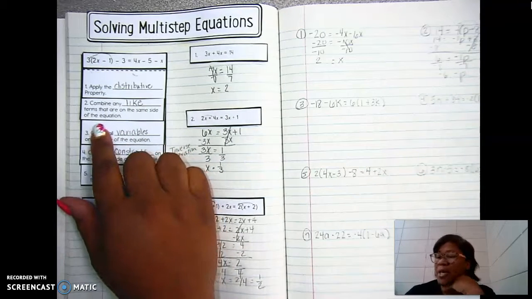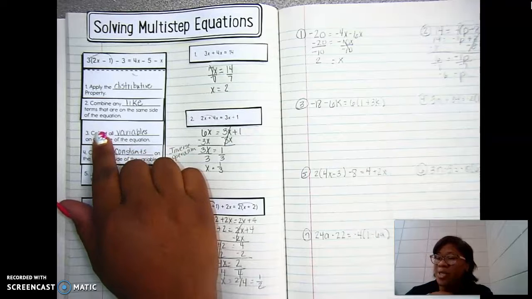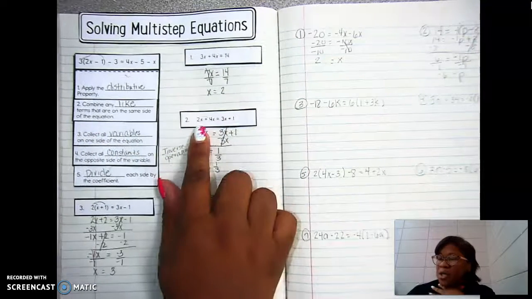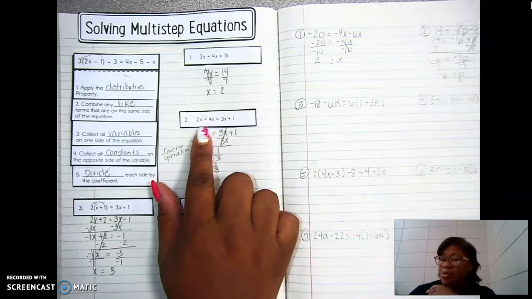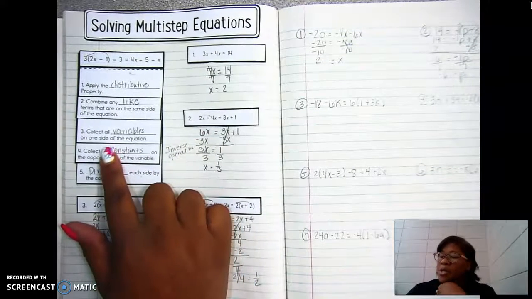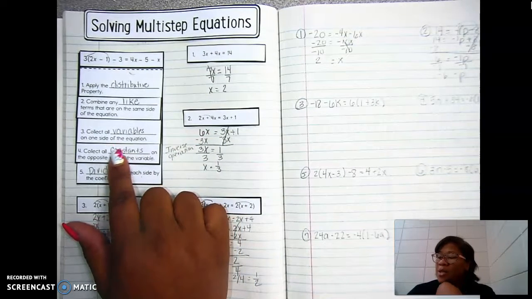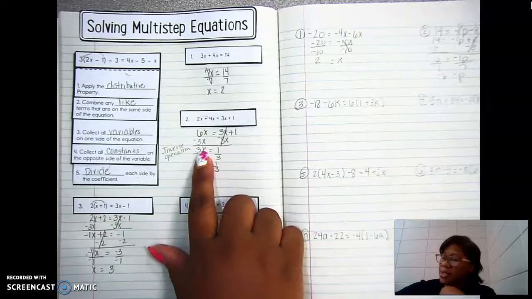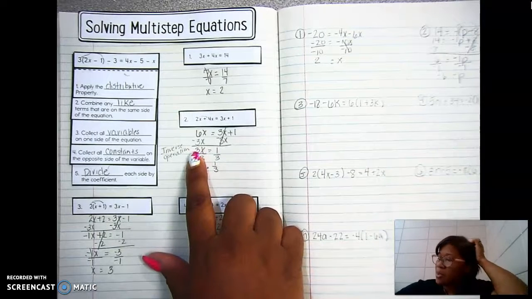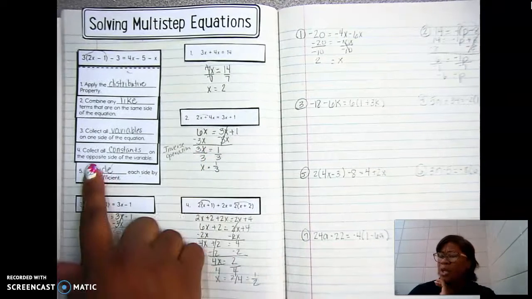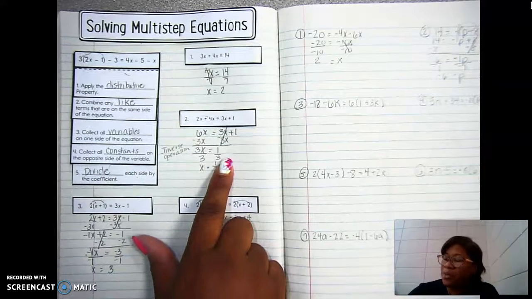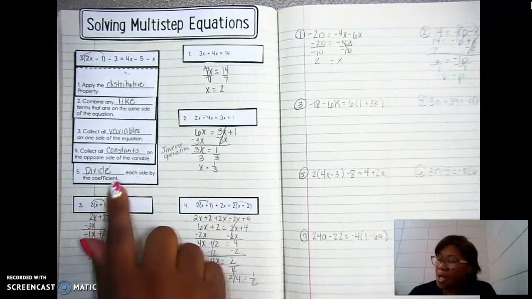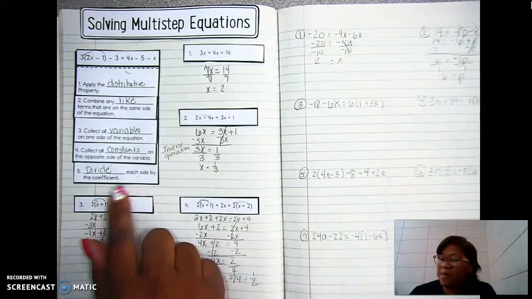Number 2 is to combine any like terms that are on the same side of the equation. Example, 2x plus 4x. Those are on the same side of the equal sign. Number 3, collect all variables on one side of the equation. As such, 6x minus 3x. And then 4, collect all constants on the opposite side of the variable. That would be all numbers on the other side. And then 5, divide each side by the coefficient.